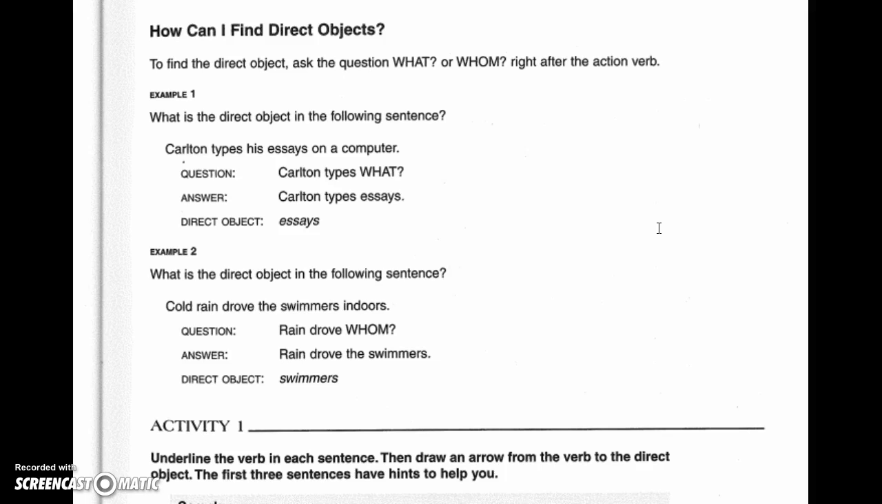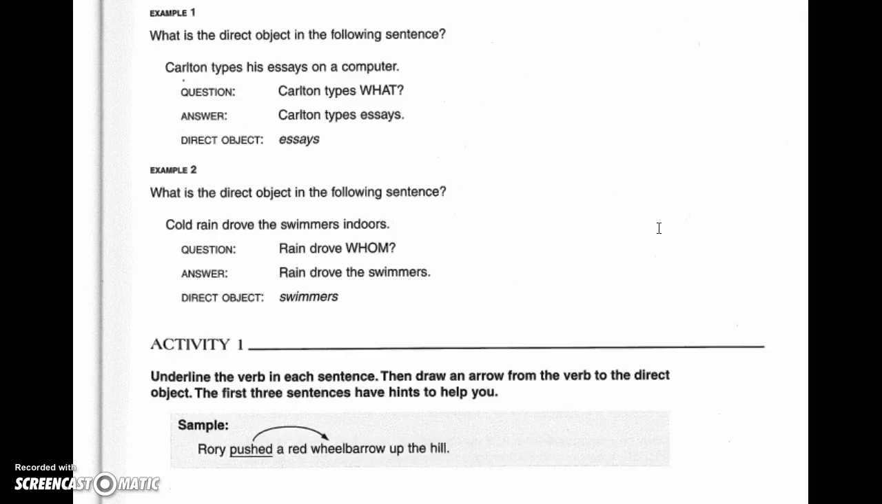In the following sentence, cold rain drove the swimmers indoors. You ask yourself, the rain drove whom? And of course the answer is the swimmers, so there's your direct object right there. It's a very easy test just to find out where the direct object is.